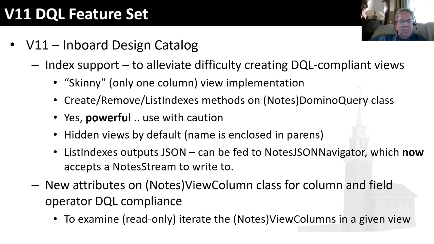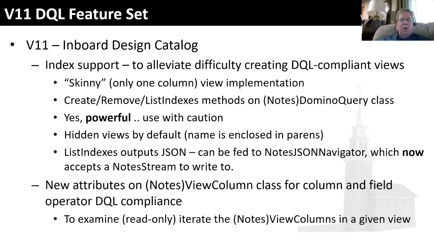Create and remove, I think, are self-explanatory. List indexes outputs JSON. People say, what's in my catalog? Well, you can find out by running list indexes. I'll show you the output of that in just a minute. It shows you what is in the catalog, what you can use, both in terms of the two syntaxes: the quoted view name dot column name, and the field name. And it tells you which of those are useful. List indexes does not just report on those things created through create index, but on all views in the database that are useful to DQL. That's part of what it does.